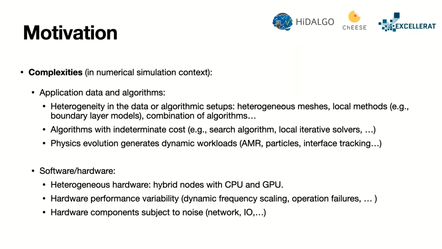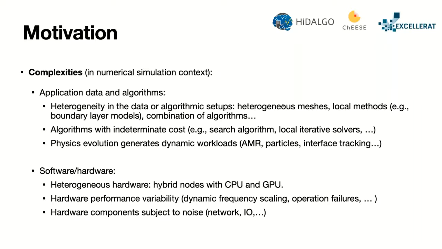We can also have particular algorithmic setups. For instance, the boundary layer model that only will affect one zone of the domain. We can also have algorithms with indeterminate cost, for instance, a search algorithm. In some cases, the physics also produce dynamic workloads, when we have adaptive refinement, when we have particles in our simulation, when we have interface tracking problems. With all these phenomena, the computational load gets imbalanced or changes through the simulation, right?